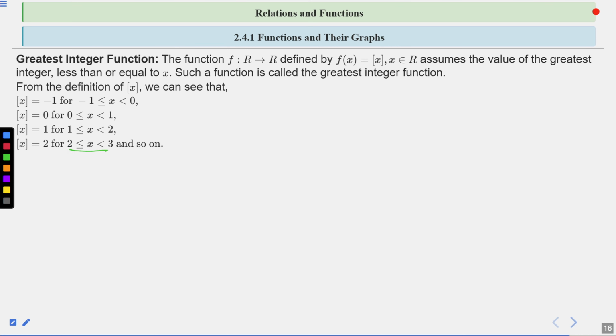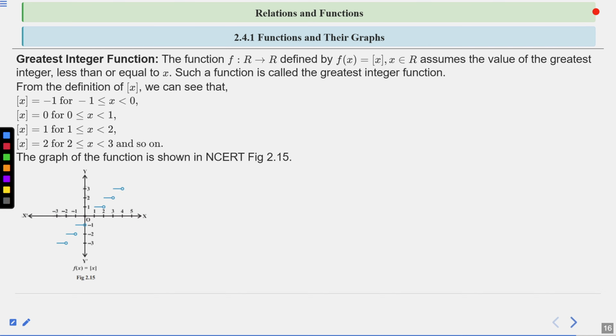In this interval, 2 less than or equal to x less than 3, the output is going to be 2. The graph will be like this. As you are seeing, what we are getting is quite simple: in these specific intervals we are getting an output. Clear? So for values 1 to 2, meaning in this interval, the output is going to be simply 1. So as you can see, the output is 1. Clear?